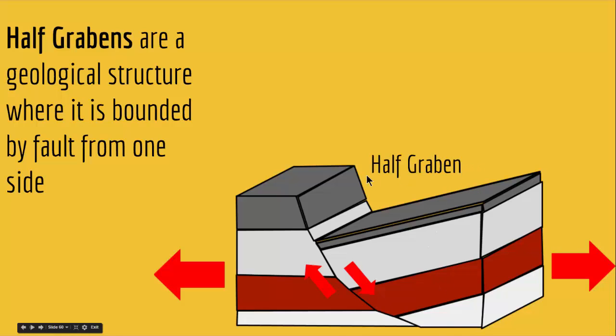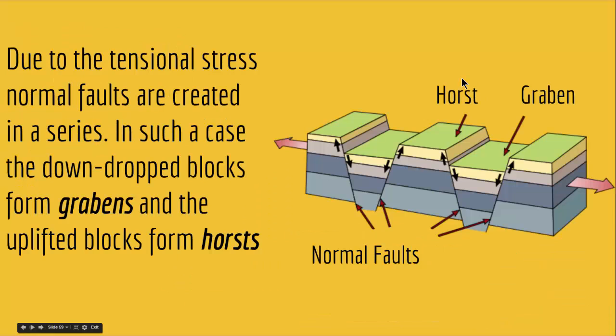So we have half grabens where the structure is bounded by a fault from one side, and we have horsts and grabens where the structure has multiple normal faults, and the depressed parts are called grabens and the uplifted parts are called horsts. Okay, so this is about normal faults where the hanging wall moves down and the footwall goes up.